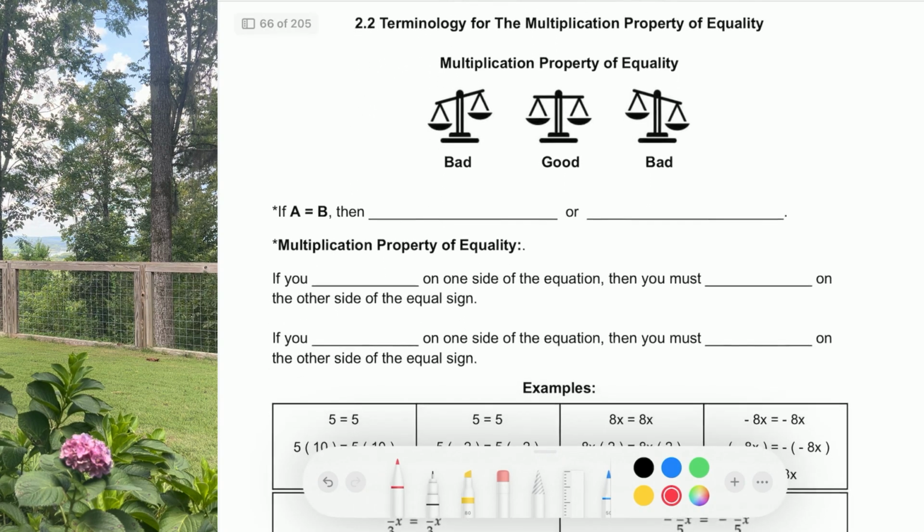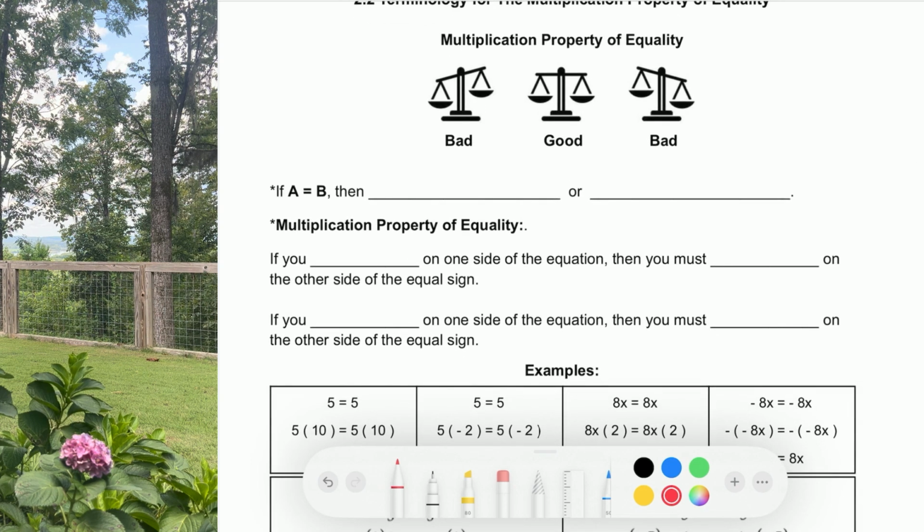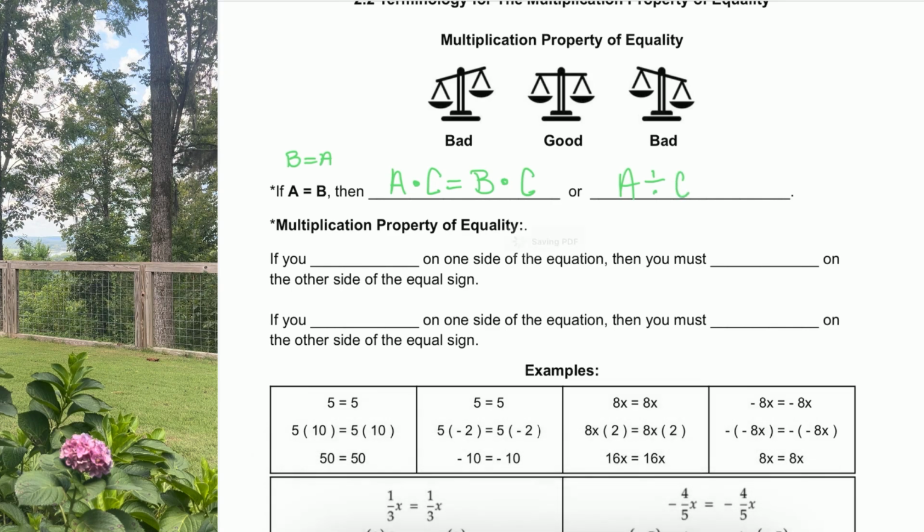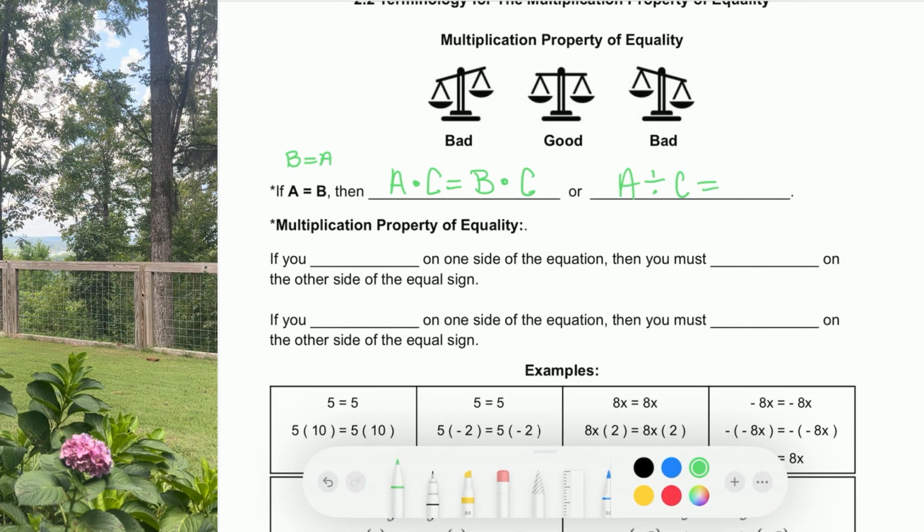So that doesn't change. All right, so let's look at A equals B. Remember, A equals B, B equals A, okay? They are the same value. So then we would put in our first blank. If we multiply A by C, we would need to multiply B by C to keep our problem balanced. Or if we divide A by C, we would need to also divide B by C to keep it balanced.